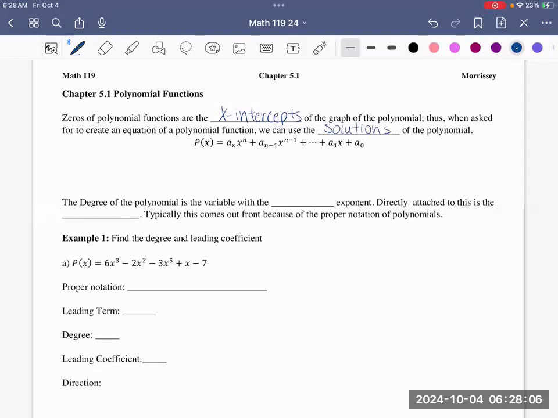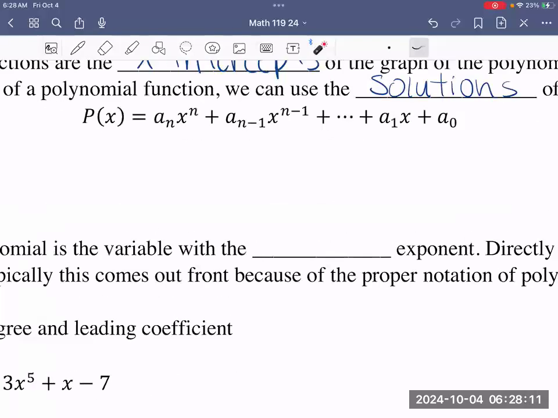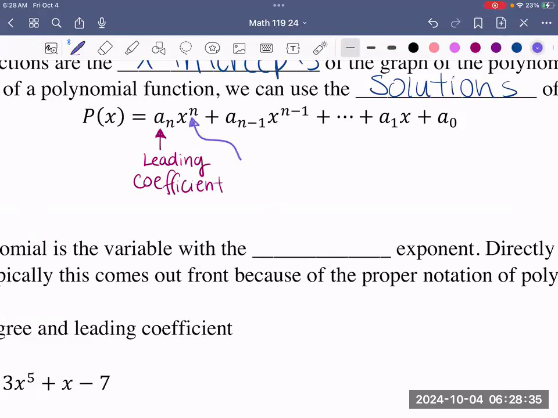So we originally start with this expanded form of your polynomial, where we have your leading coefficient right here. Now, this is a polynomial in standard form or expanded form, where we have your a sub n. This is just a fancy way to say this is your leading coefficient. And earlier we talked about your leading coefficient being attached to the highest degree.